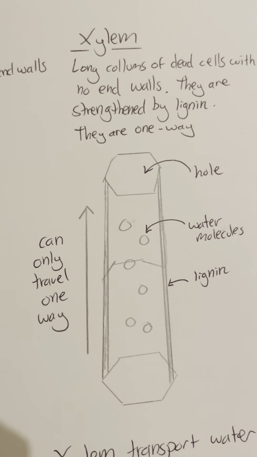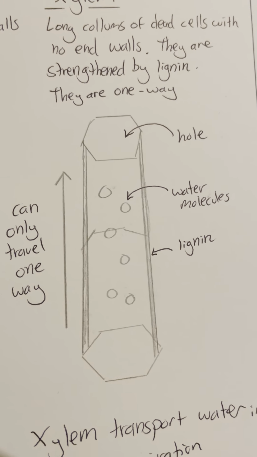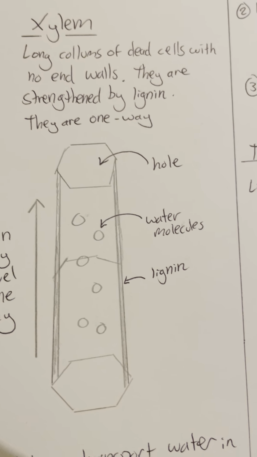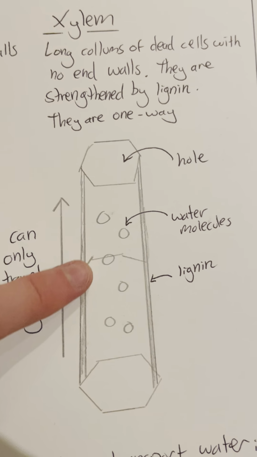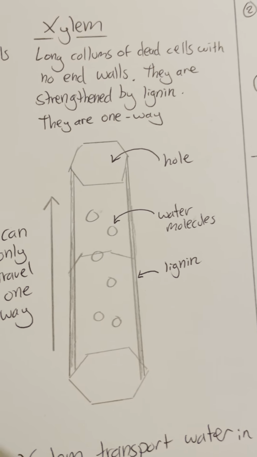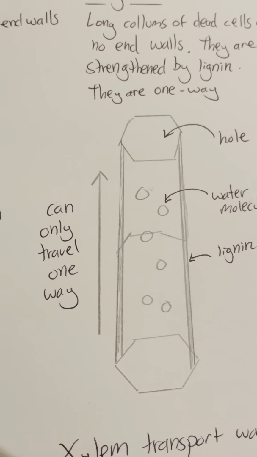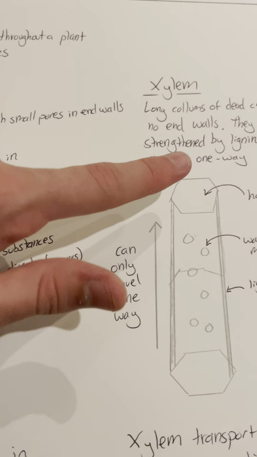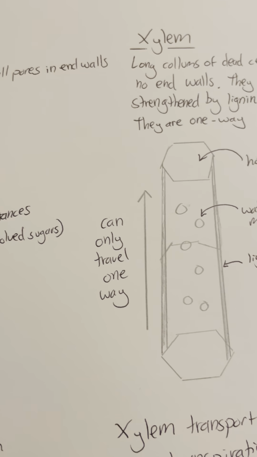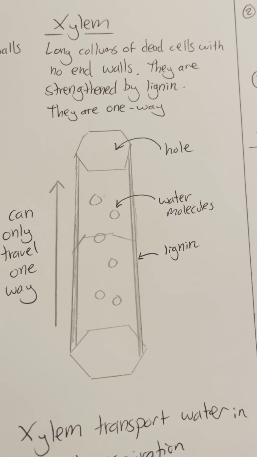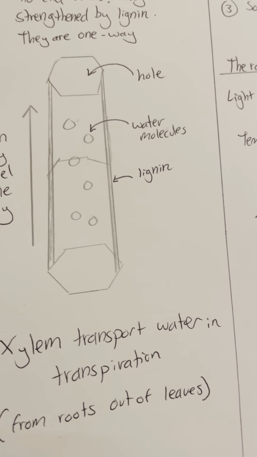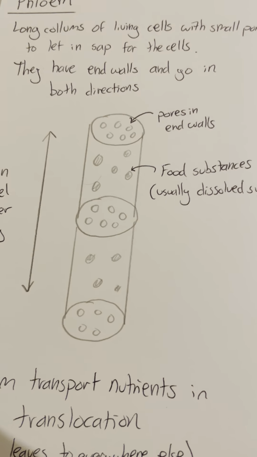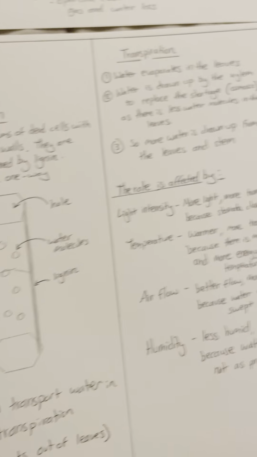Then you have the xylem, which are dead cells. They're not living like the phloem, and they don't have end walls. The phloem does have end walls. They are strengthened by lignin on the edge of them, on the cell walls. They are only one way, however, so that transpiration can work. They go from the roots all the way up to the leaves, where they evaporate the water molecules. Transpiration is the water transportation. Translocation is the nutrient transportation.